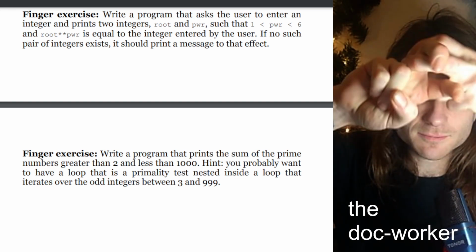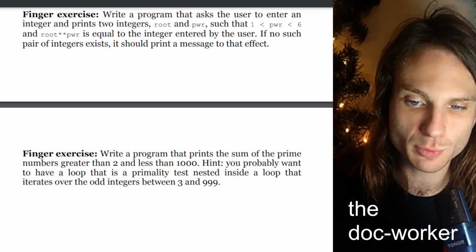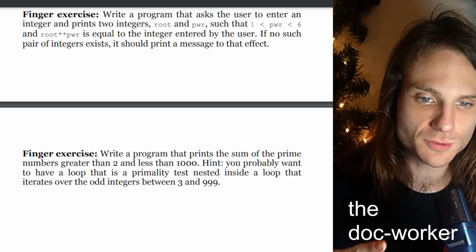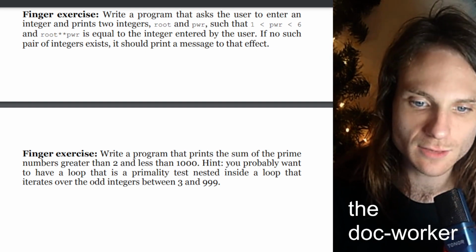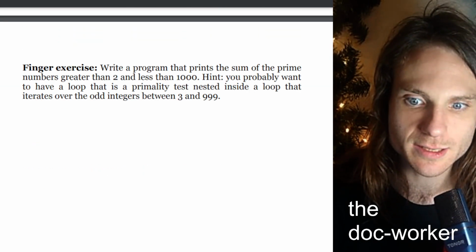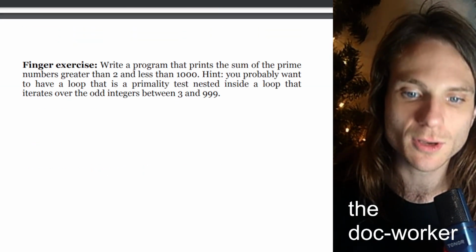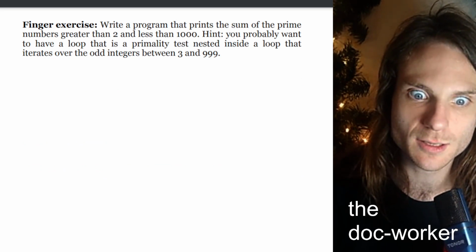Finger exercise. Write a program that prints the sum of the prime numbers greater than 2 and less than 1000. Hint: you probably want to have a loop that is a primality test nested inside a loop that iterates over the odd integers between 3 and 999.